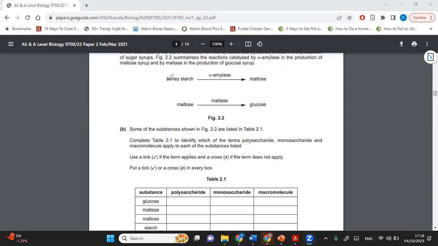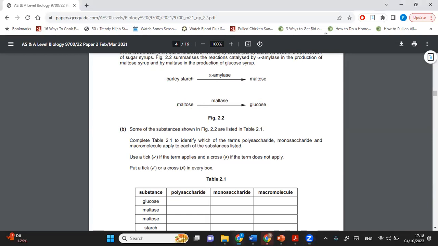So I have starch. Starch is my polymer. I am breaking down starch to give me maltose. And then I can break down maltose to give me glucose. Okay, so this is step number 1, break down starch to give us maltose. Step number 2 is I break down the maltose further to give me glucose.